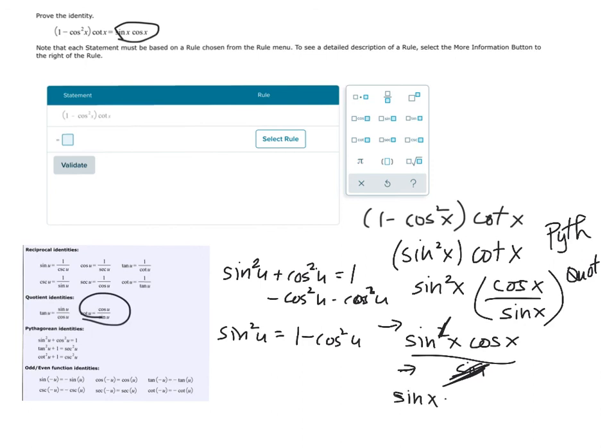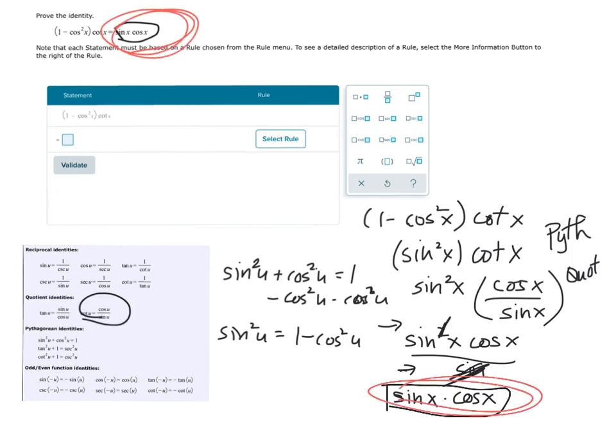So now we just have sine x times cosine x, which was the answer we were looking for. So that's what we got right here. Sine x times cosine x. And this last thing you would put would just be algebra.